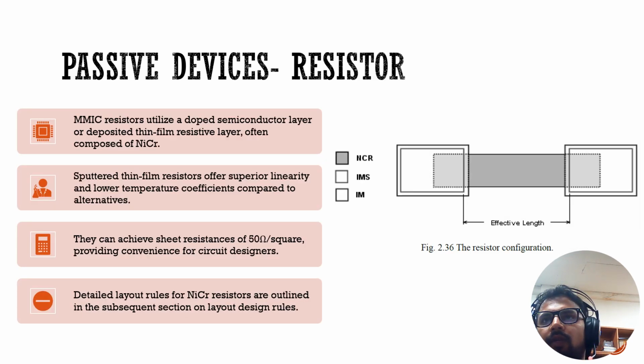So in the same way, we also have resistors in the passive devices. Resistors are considered passive devices. So one of the resistor configurations is given in the figure.